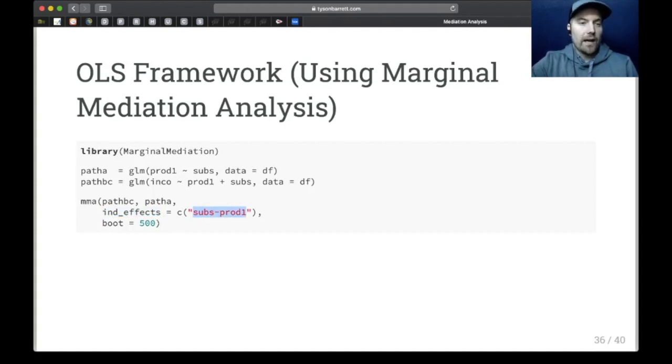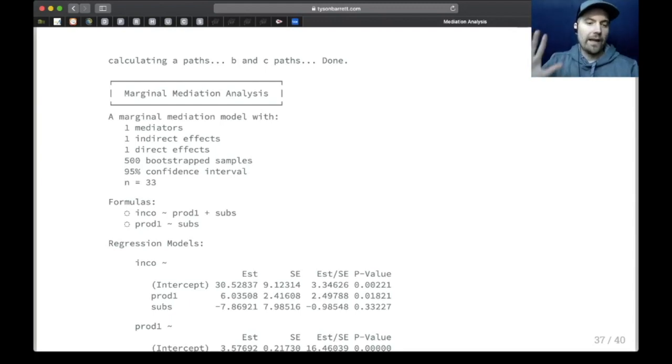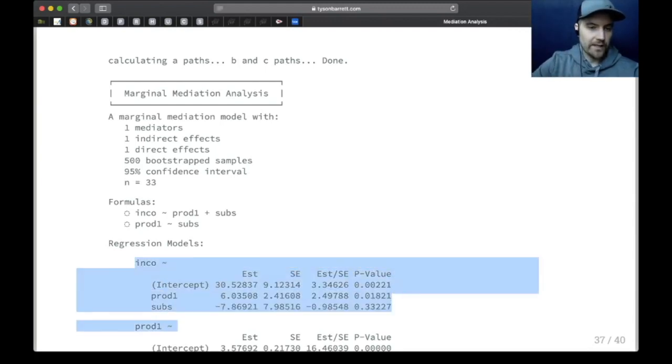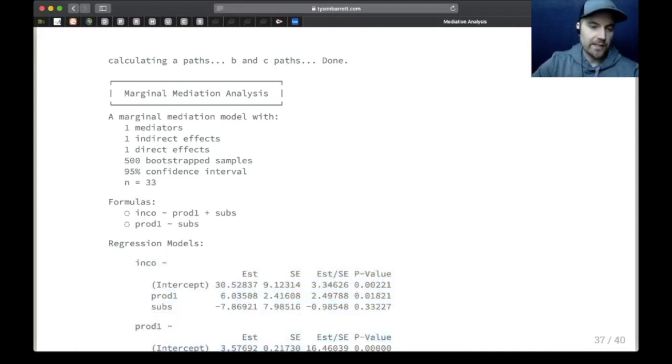And then OLS, this framework uses bootstrapping, and so this is how many bootstrap samples we use. 500 is a good start. You wouldn't want to go much lower than that, generally. And the output, it's going to give you the regressions that are part of this. And then it's cut off on this slide, but it's going to give you the indirect and direct effects as well.